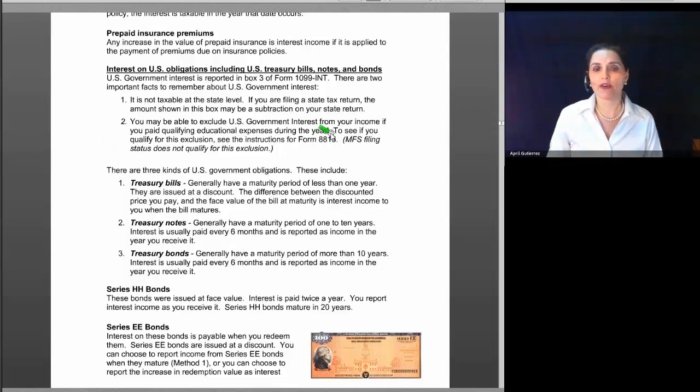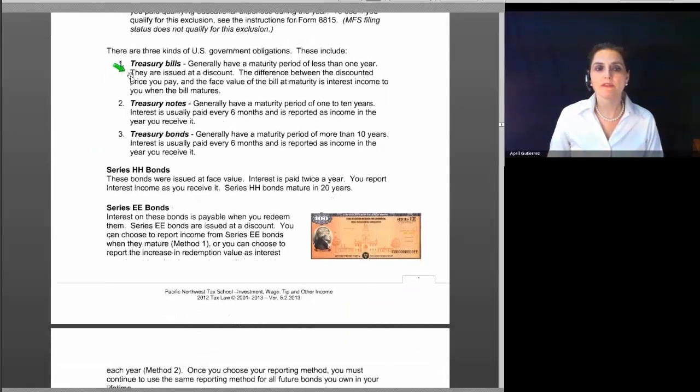And to do that, you would file Form 8815. Married filing separate filing status is not allowed to exclude U.S. bond interest on Form 8815. There are generally three different types of U.S. government obligations. These include Treasury bills, Treasury notes, and Treasury bonds.